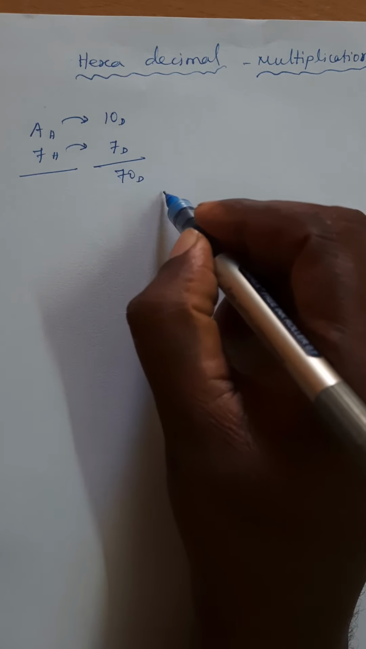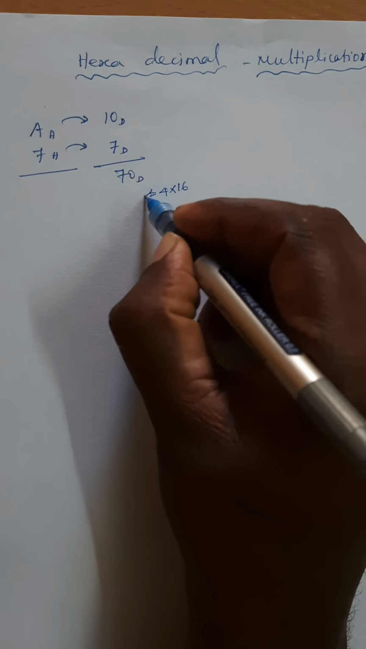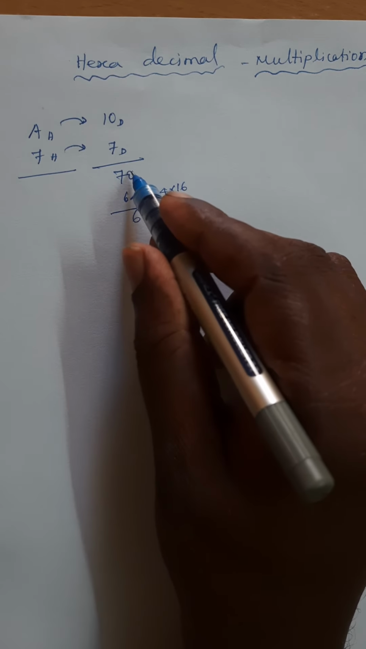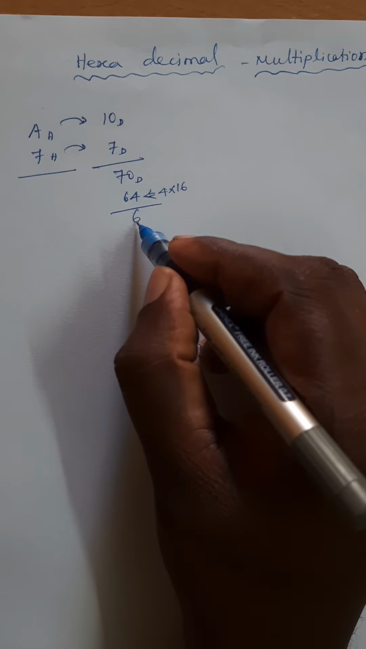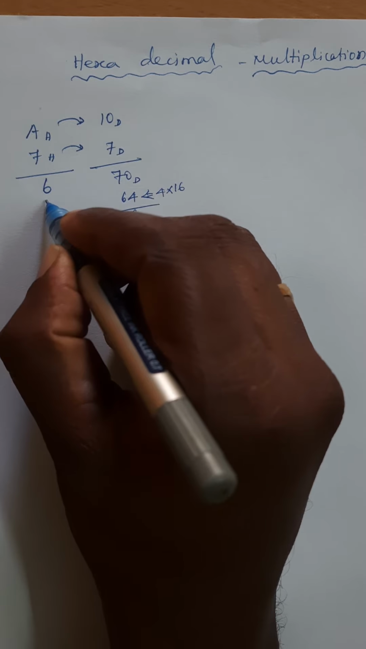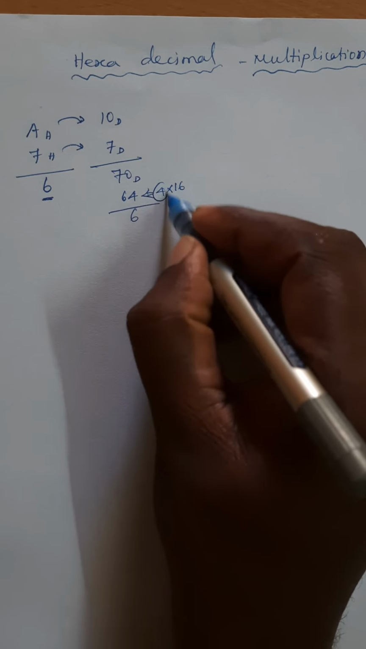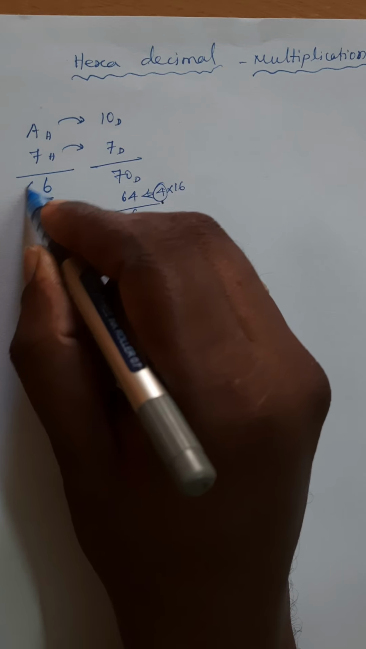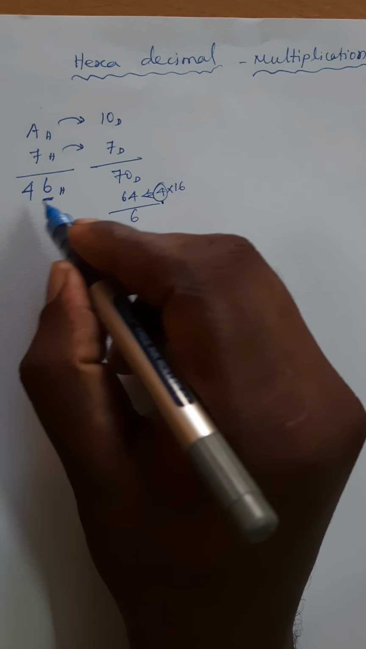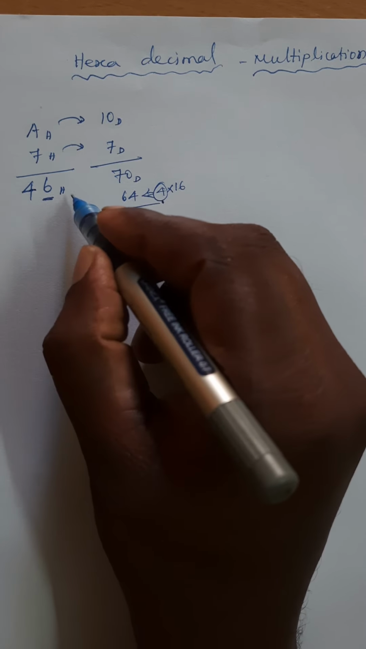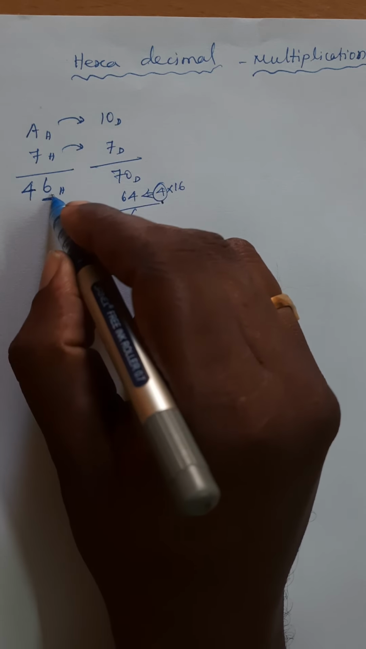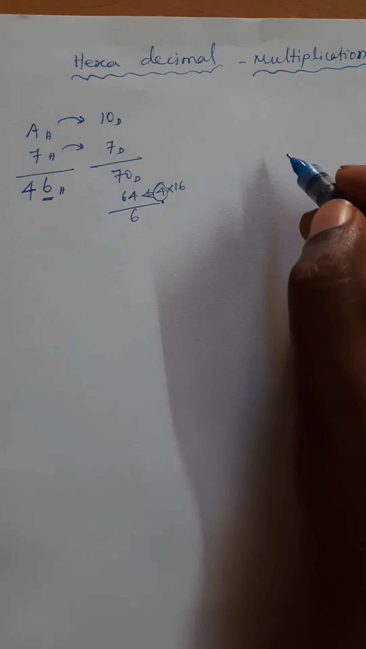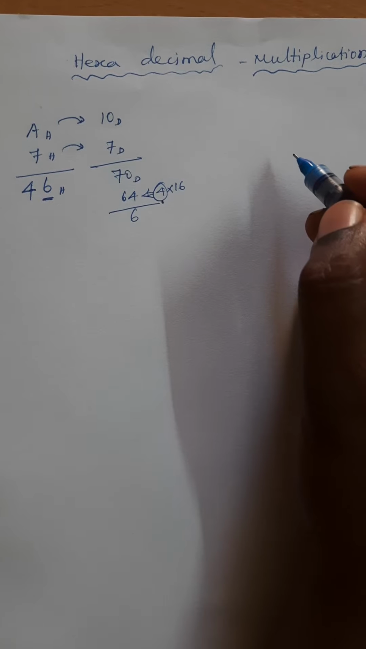So to convert this 70 decimal into hexadecimal, you need to subtract as many 16s as possible from this 70. So 4 times 16 is 64. So 70 minus 64 is 6. So we have to write 6 as the first digit. Since we subtracted 16 4 times, 4 is going to be the carry. The carry has to be written here. So now it's not 46, it's 46 hexadecimal. So A into 7 is going to be 46 in hexadecimal. That is the answer.